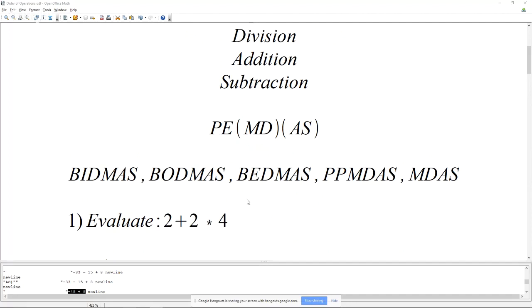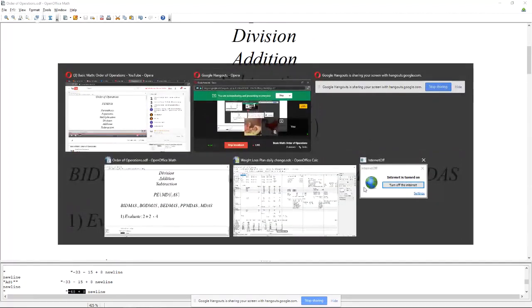Right, and why do they get that wrong answer? Because they first add the 2 and the 2. Correct. So they're doing it out of order of operations.